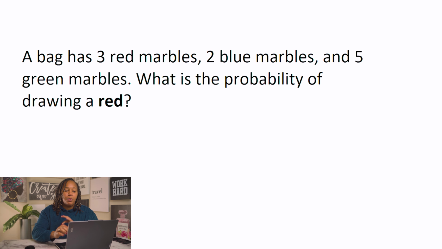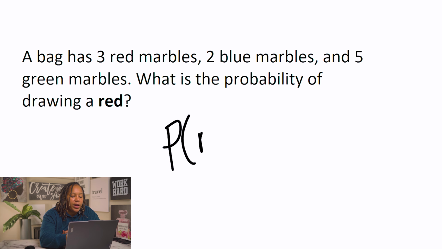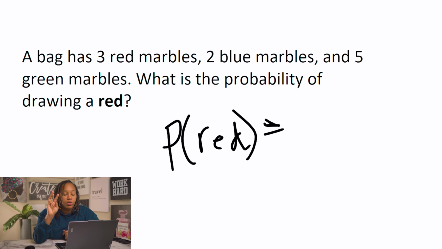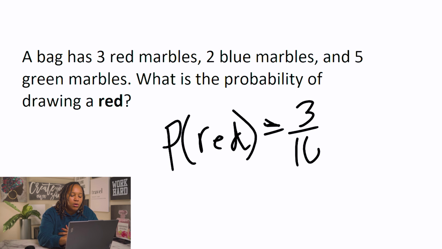But I want to know the probability that when I pull a marble out, it's going to be a red marble. So the probability of a red will be equal to how many reds are there? Well, there are 3 red marbles, so there are three different ways I can pull out a red marble. Now, how many different marbles can I pull out? There are 10 marbles total. So that would be 3 out of 10.